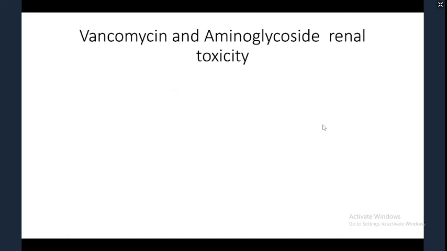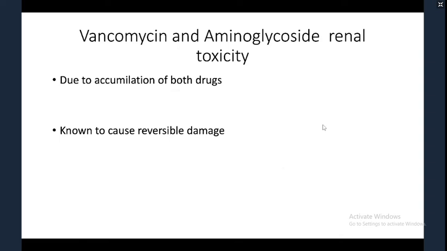The next one that I am going to discuss is vancomycin and aminoglycoside renal toxicity. This occurs due to accumulation of both drugs. Vancomycin and aminoglycosides can accumulate if you give them more frequently, and also if you administer the drug in certain patient populations with compromised renal function. Here you can get accumulation of vancomycin and it can lead to end organ damage.